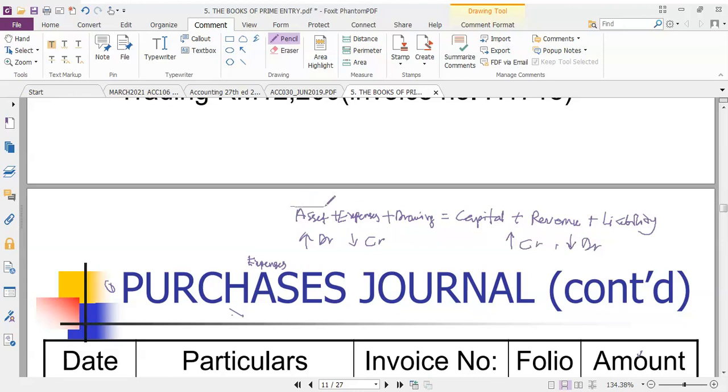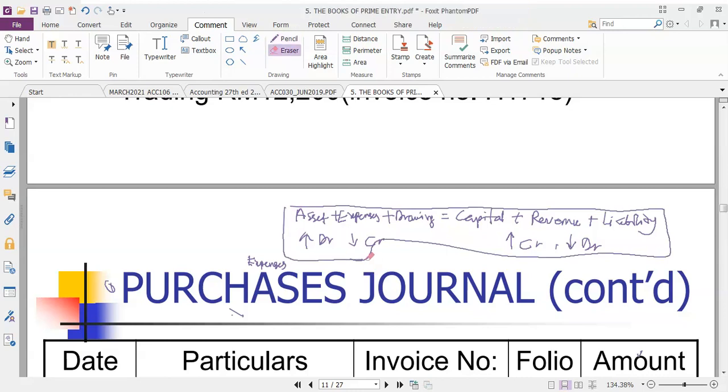Yang ini awak kena ingat betul-betul, jangan terkeliru. Kalau asset, expenses, drawing sahaja boleh bertambah debit berkurang kredit. Kalau untuk elemen capital, revenue and liability, ingat. Capital, revenue dia ada jenis dia.